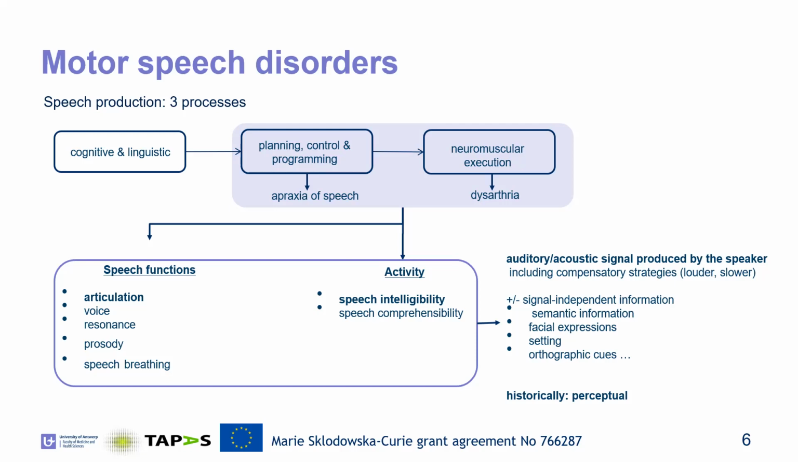When we talk about comprehensibility, then we also take the signal independent information with us. So it's about facial expressions, cues that you get from the environment, and so on. Now, about this assessment, historically, we do it perceptually and with pen and paper.